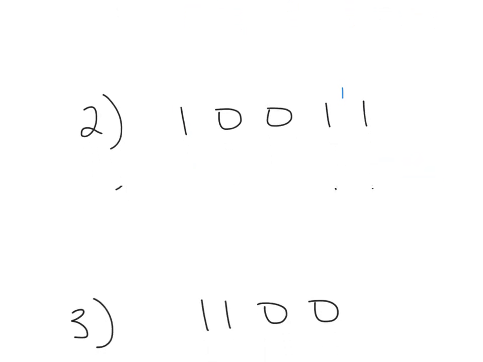Number 2, exactly the same thing. 1, 2, 4, 8 and 16. And again, the ones with the number 1 underneath, we're going to add them up. So 16 plus 2 plus 1. 16, 17, 18, 19.